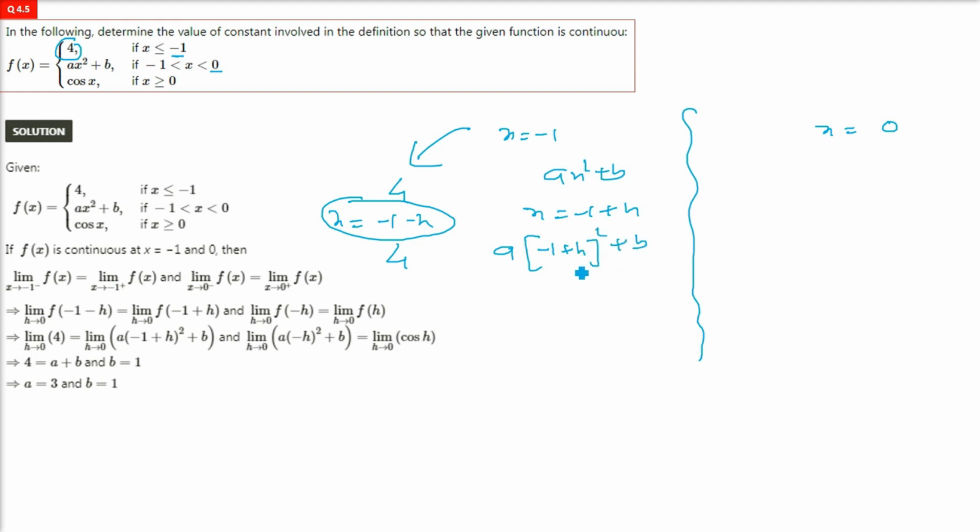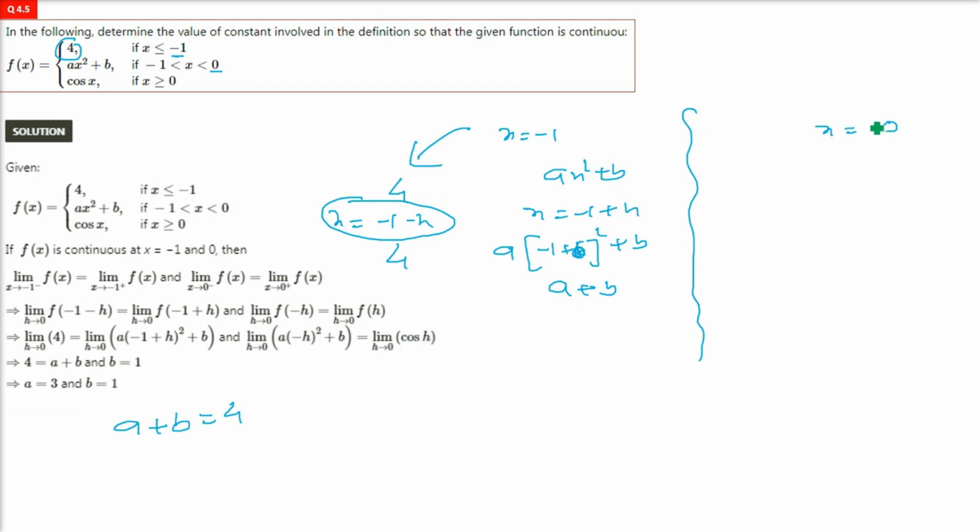Now just open it and place h as 0. But you can also put it here. It won't affect. This is 0. Minus 1 whole square is 1 already. So a plus b. So the first equation we got from x equals minus 1 is a plus b equals 4. Now coming to x equals 0.